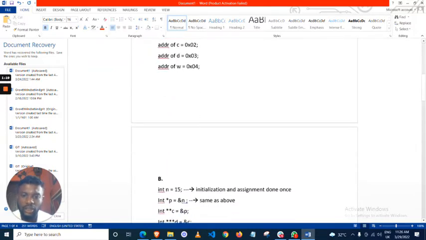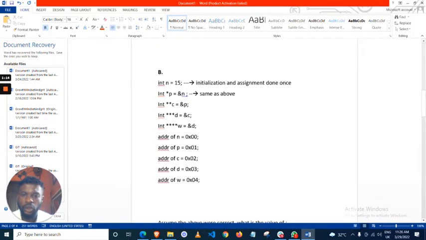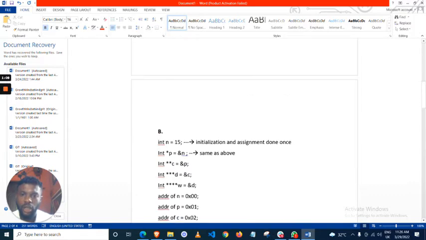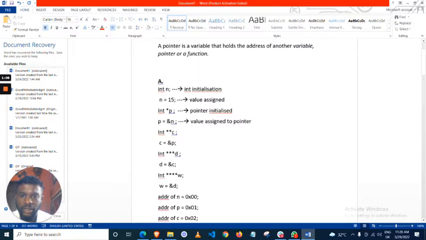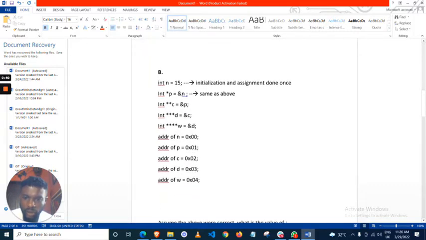So let's go directly to this. This was what I provided you guys with on the group. At this first line, I initialized and assigned just once, unlike what you see here. In this place I initialized and then I assigned the value, but here I did both processes in just one line. This is an integer and the value is 5. This is a pointer pointing to an integer and the value is the address of n. This is a pointer pointing to a pointer that points to an integer, and the value is the address of p, and so on and so forth.